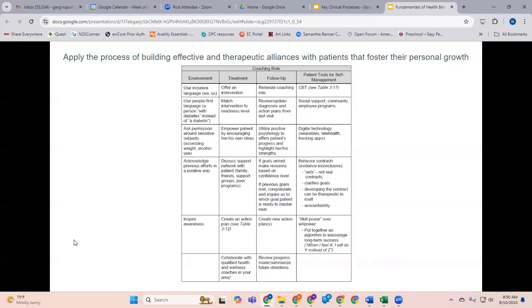Anyway, so patient tools for self-management. Some of the tools you can employ for developing this therapeutic alliance are CBT, social support, community employment programs, community programs, and digital technologies. There's so many things out there now. Some of my patients are just in love with these apps that you can prescribe. Behavior contracts are evidence-based. The evidence is inconclusive sometimes, but they are aids. They're not really contracts, but sometimes it really does help with accountability.